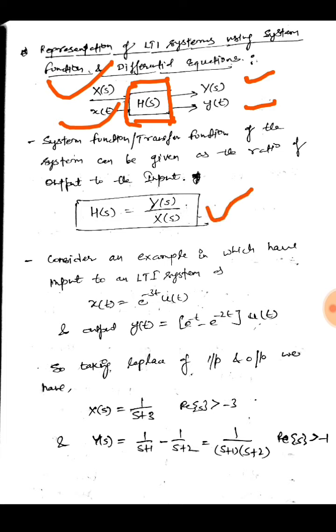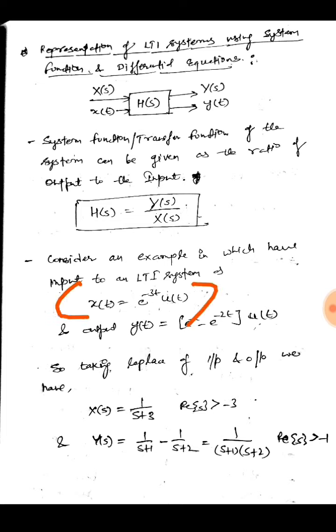That is, transfer function is nothing but the ratio of output in frequency domain divided by the input in frequency domain, that is Ys upon Xs. So to get the better understanding, let us take an example. So in this example, consider we have an input to a LTI system, LTI system means linear time invariant system. So if Xt is e raised to power minus 3t into ut, and output of the system is e raised to power minus t minus e raised to power minus 2t ut.